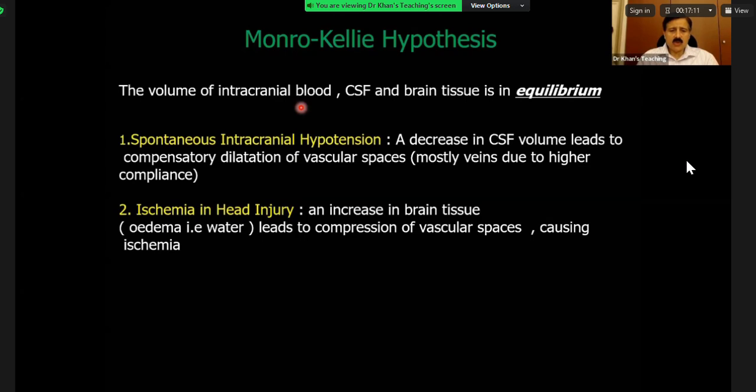intracranial cavity is a closed space because there is bone surrounding it. Within this space, there are three things. One is CSF, second thing is brain tissue, third thing is intracranial blood. The blood is within the vessels. Water is within the brain. We know that most of the tissue of the body is made up of water. So the hypothesis is that all of these things are in equilibrium. And basically, if one thing increases, the other has to decrease. So whenever there is edema, there is compression of the blood vessels.